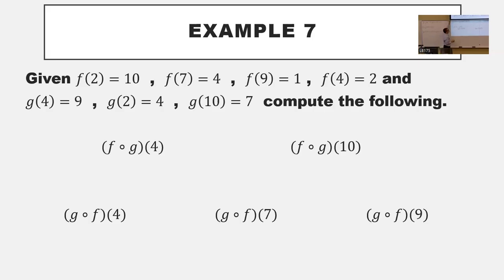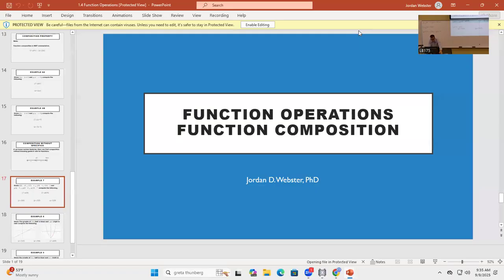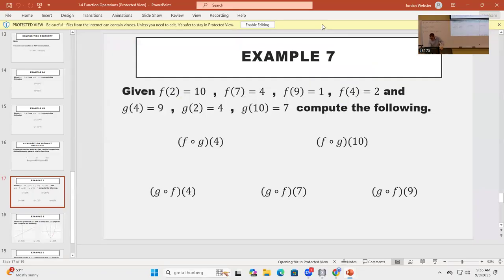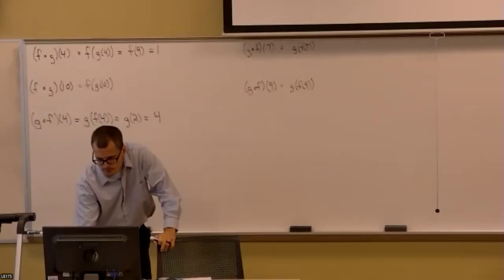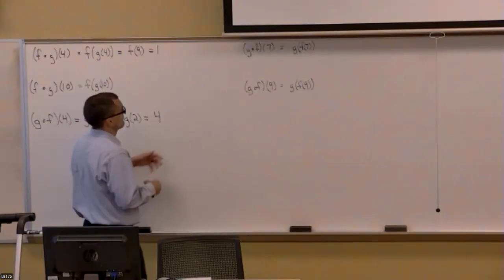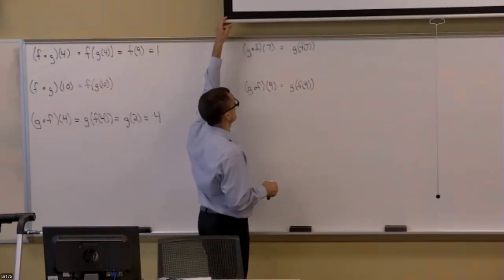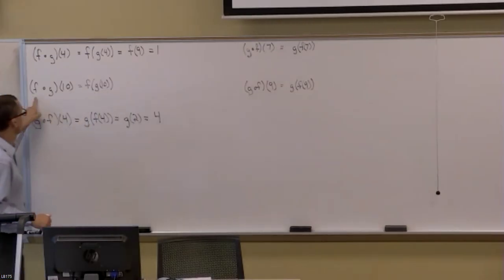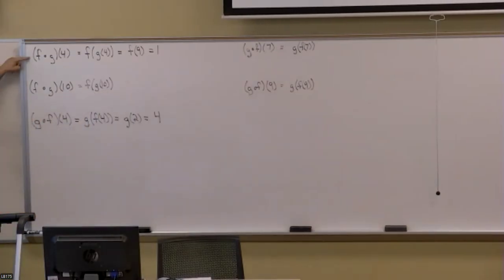All right, once you've seen this, it's not a crazy thing, although I always have to look back up and reference it. So we had f of g of 4, we had g of f of 4.